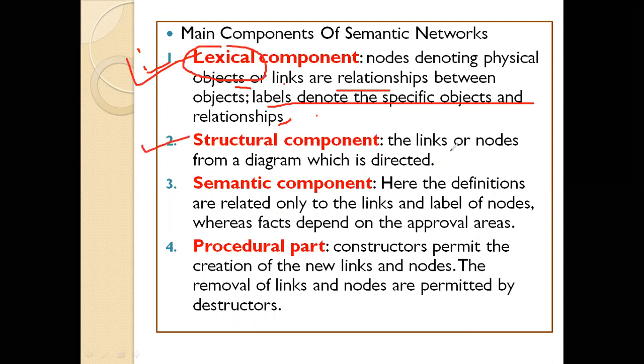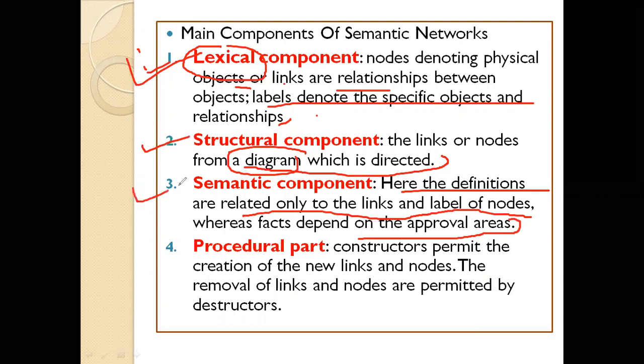Then the structural component: the links and nodes form a diagram which is directed. This is the structural component, meaning they are forming a diagram, right? Then the semantic component, meaning the definitions, are related only to the links and labels of nodes, and facts depend on the application area. So in the semantic component, you are dealing with these definitions and labels, which mean something with respect to your application area. Then the procedural part: constructors permit the creation of new links and nodes, and the removal of links and nodes is permitted by the structure. So new links and nodes are created with the help of constructors, and the structure will remove them.